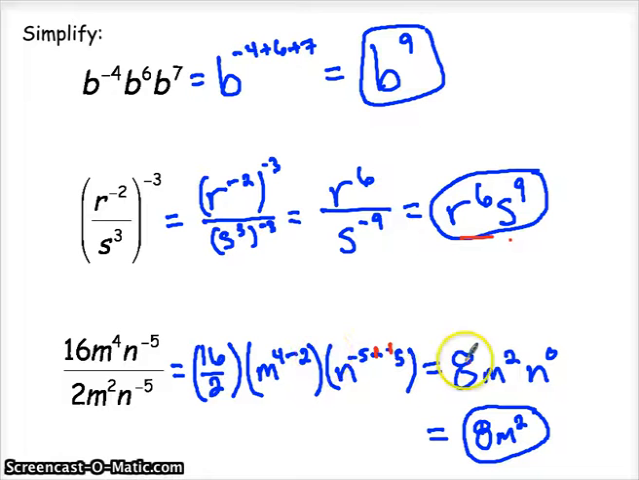16 over 2 was 8. We got m squared, n to the 0, and remember, anything to the 0 power is technically equal to 1, so therefore this really just becomes 8m squared times 1, or 8m squared.